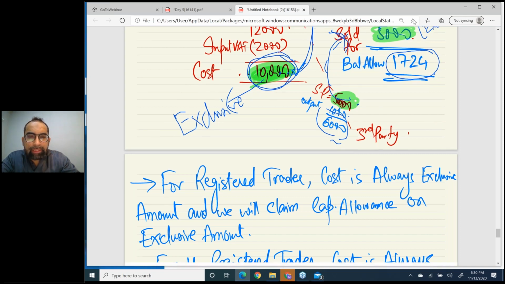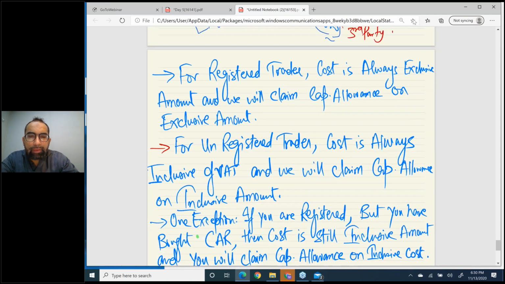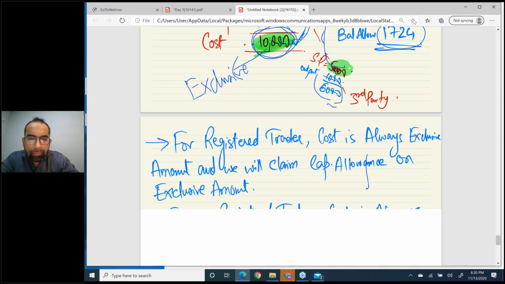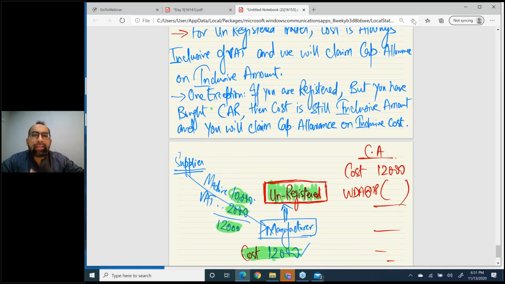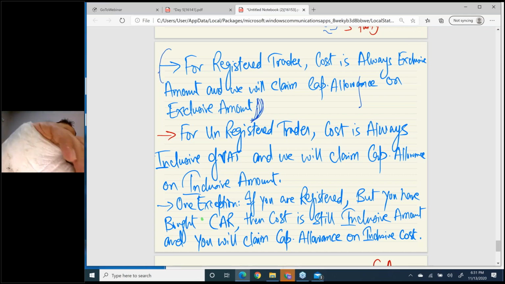See, I've also written the summary here. Look, all of you. See this summary. First read the summary. First line: For registered trader, cost is always exclusive amount and we'll claim capital allowances on exclusive amount. First read this with this summary only. Right now I've just taught you this line. The first three lines. No need to read the second para.